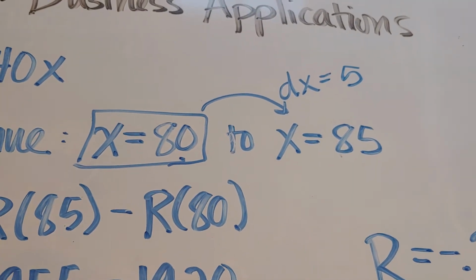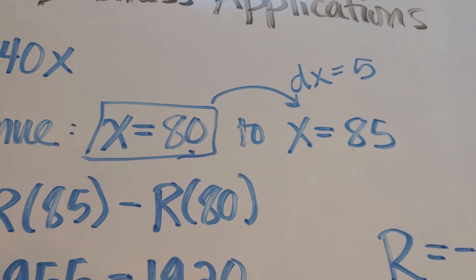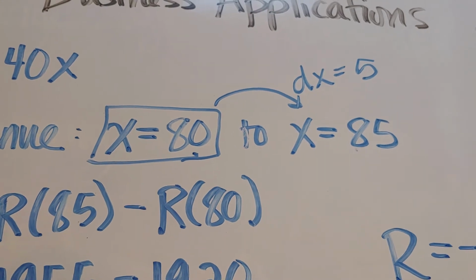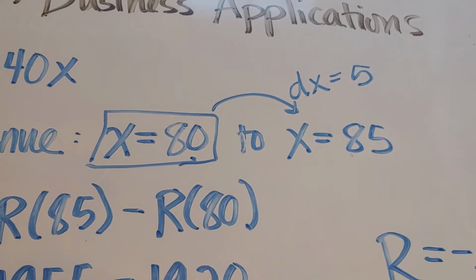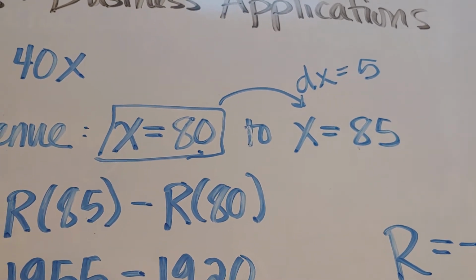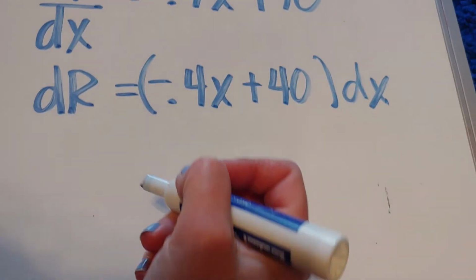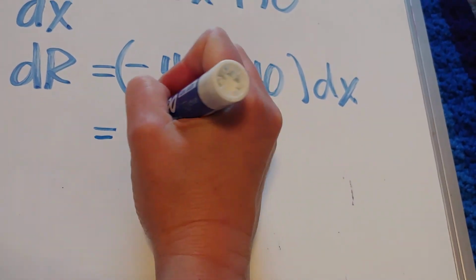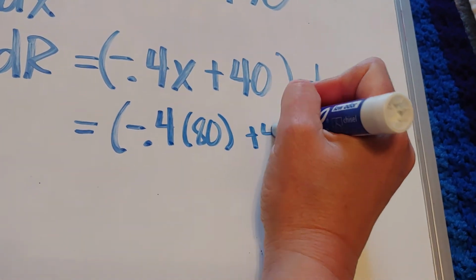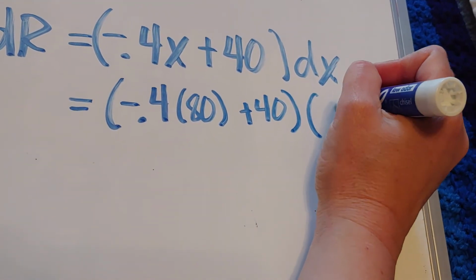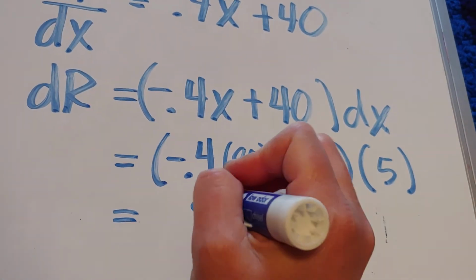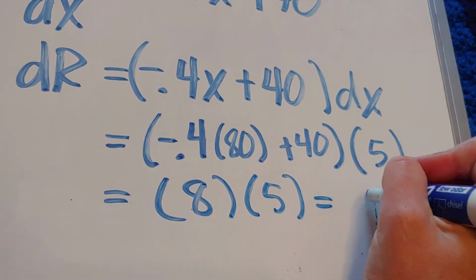So we're going to plug in x is 80 and dx equals 5 back down in our dr equation. But I'd expect my answer to be pretty different than the actual change because, again, differentials are really best used when dx is small. And 5 may seem small in business, but 5 is actually a pretty big change as far as functions are concerned. Okay, so negative 0.4 times 80 plus 40 times dx, which is 5, I believe that's going to be a positive 8 times 5, or 40.